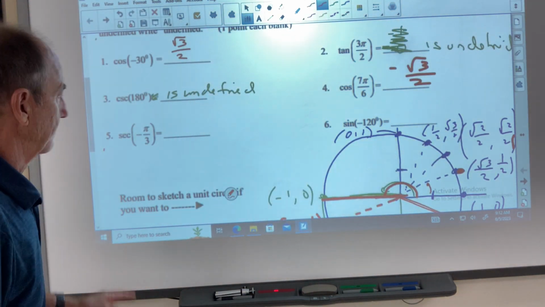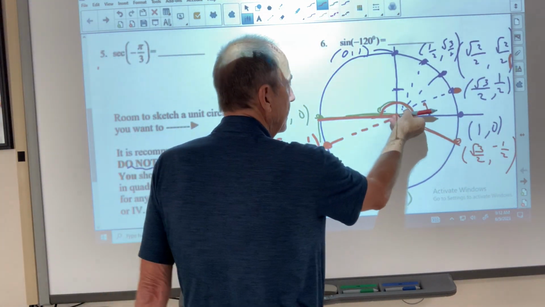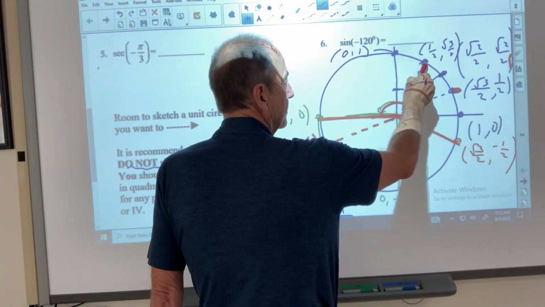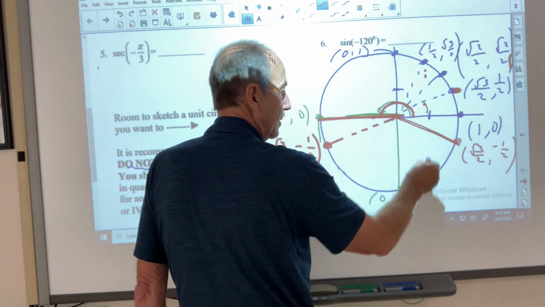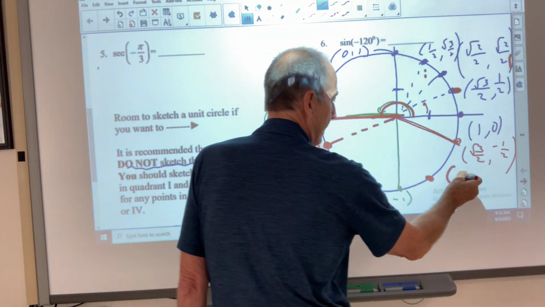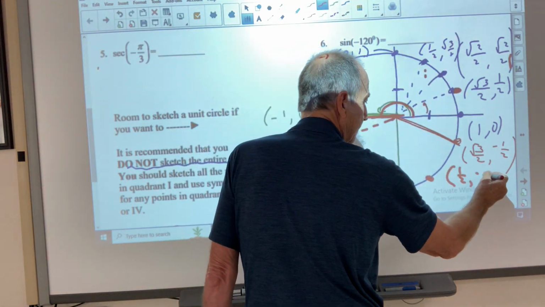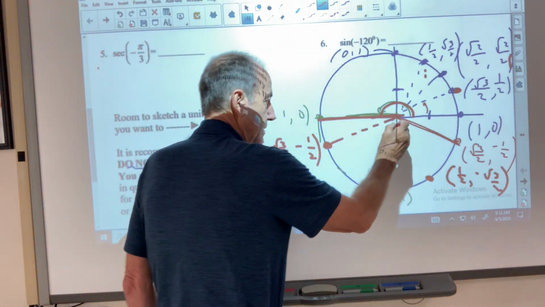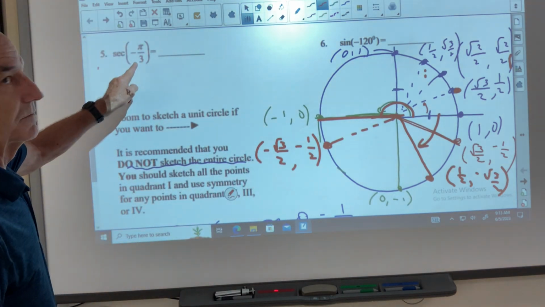The secant of negative pi over 3. So once again, pi over 3 is a third of 180 degrees. So this is pi over 3 up here. So now we're down in the fourth quadrant, directly below this point. The x coordinate is going to be the same. We're still moving to the right 1/2. But now the y coordinate, instead of being √3/2, it's -√3/2. Okay, and so here's our angle coming like this. This is our negative pi over 3.